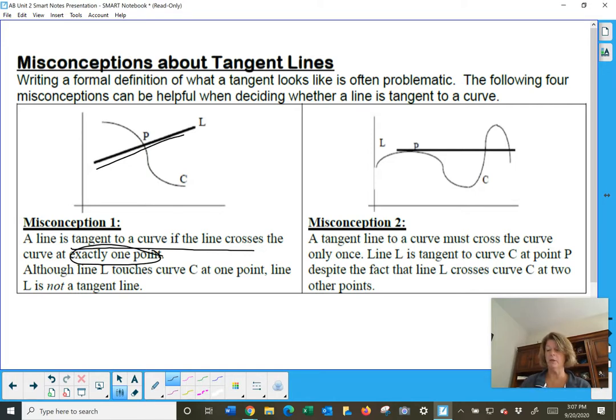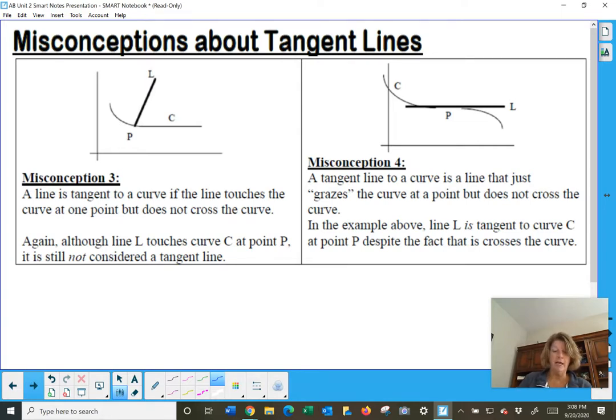Misconception number 2. A tangent line to a curve must cross the curve only once. Well, here we're looking at that P. I'm going to just put it in blue. P is tangent, or line L is tangent at P, I should say. But because of our function having some ups and downs, we notice that our tangent line, when extended, would indeed cross more, intersect more than just once. So it crosses the curve at 2 other points.